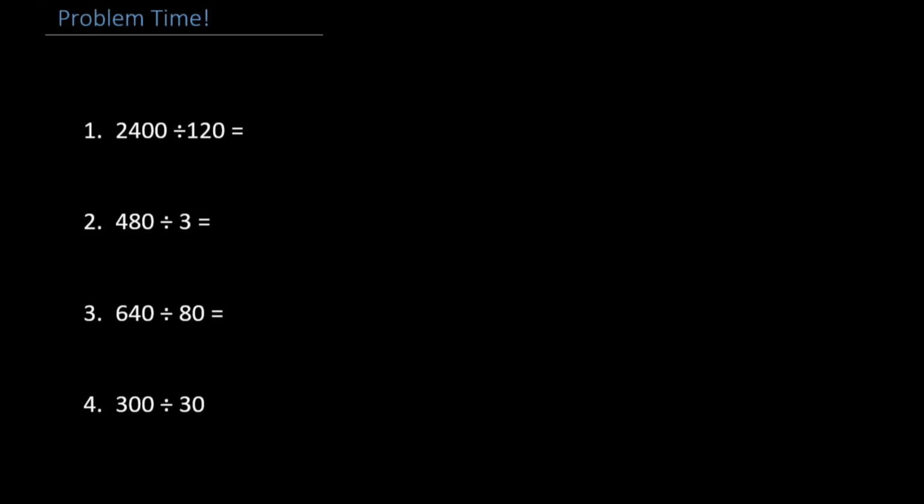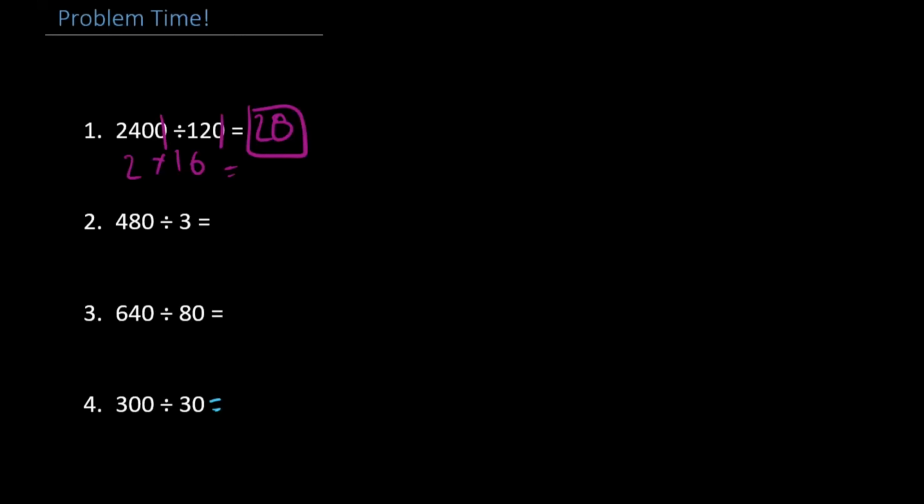Now, it's problem time. You guys pause the video and try these questions on your own. Then come back and check your answers. I will assume that you paused the video and let's get started. So I'm going to do this quickly. I'm not going to explain it thoroughly. So the first question, I'm just going to cancel out these zeros. Now 24 divided by 12 is 2, and 2 times 10 equals 20. Now, is that your answer? If it is, good job. If it isn't, keep trying.